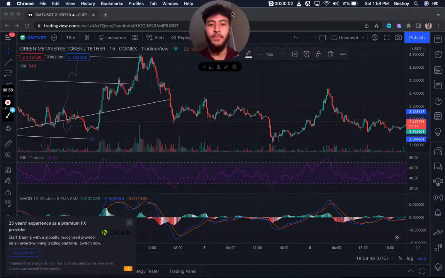Welcome back to a new price prediction update on the Green Metaverse token. We'll be taking a look at some of the recent updates and the recent trend and price action that happened with the Green Metaverse token, where we left off, and just a quick update of everything that's going on in the 15 minutes.